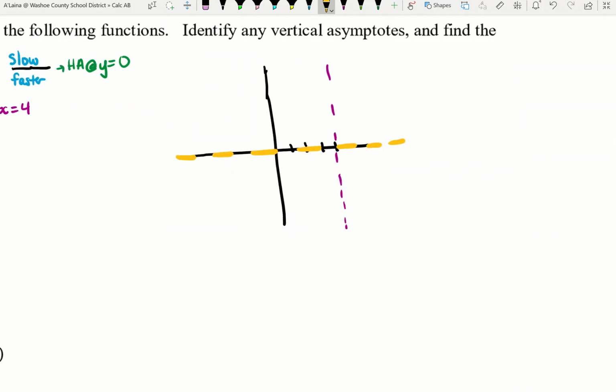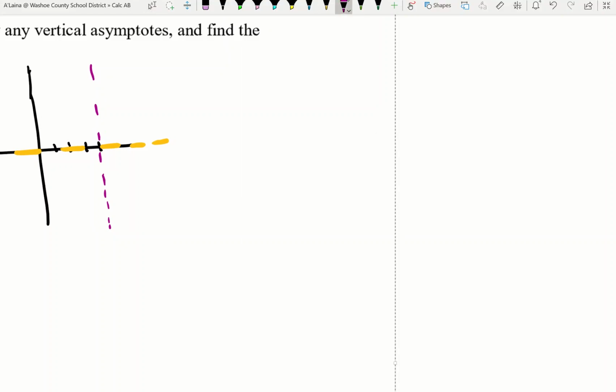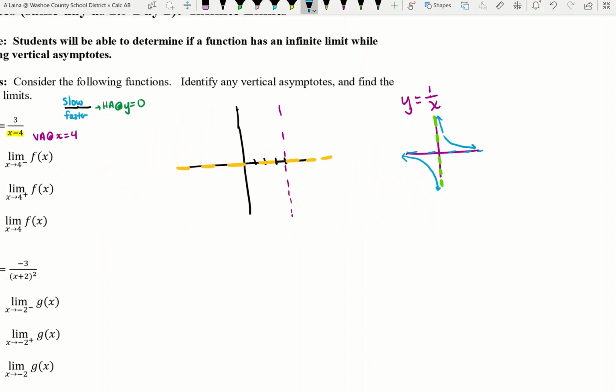The parent function for all of these rational functions is y equals 1 over x. The graph of that looks like this. It has a horizontal asymptote at y equals 0 because it's growing faster on the denominator. It has a vertical asymptote at x equals 0 because there's a domain restriction on the denominator. If you plot a few points, it looks like this. This is our basic form, and then we just want to look and see how things are transformed from that parent function.